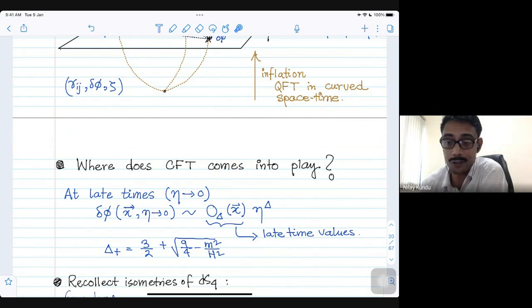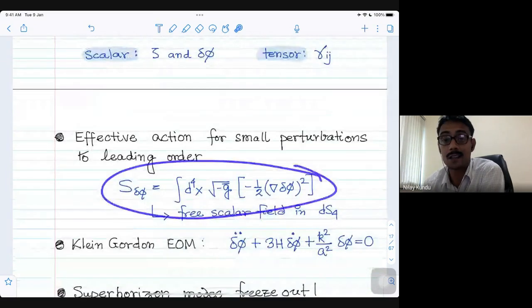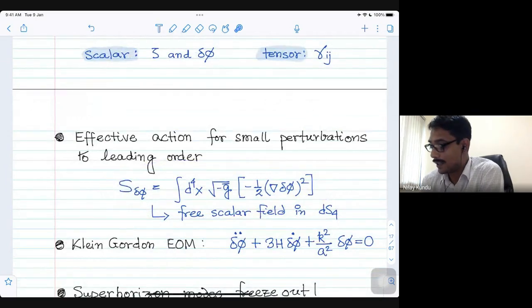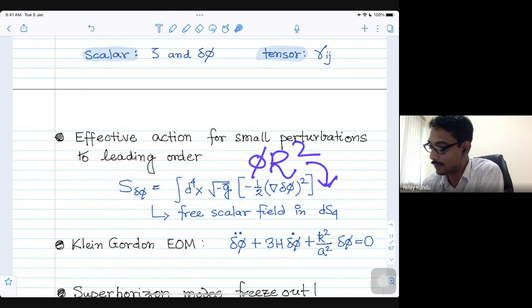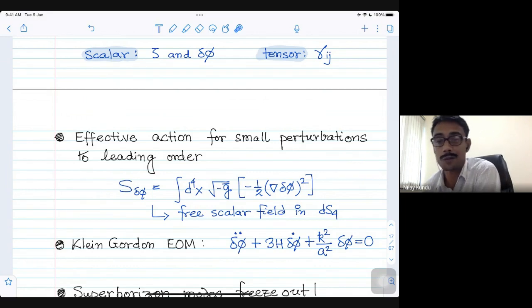But for us, fortunately, m is 0, so I could have cared very little. If we are looking at the inflaton in the canonical slow roll model, this delta phi, if you remember the action that I wrote at some point here, this is a massless scalar field. All that you can do is write down some kind of conformally coupled scalar, phi R squared type of interaction, in the Lagrangian here. That will correspond to delta equal to 2. And this corresponds to delta equal to 3, which is like a marginal operator from the CFT point of view.